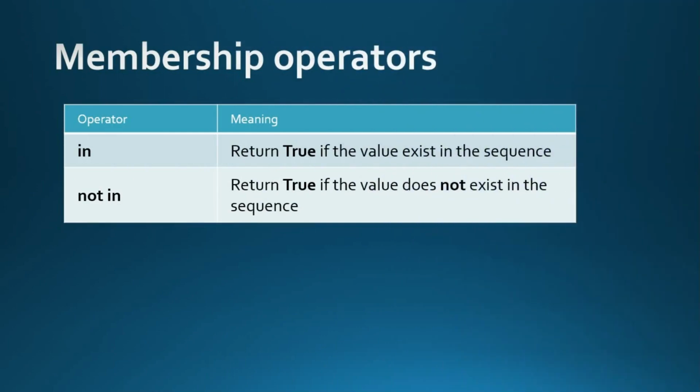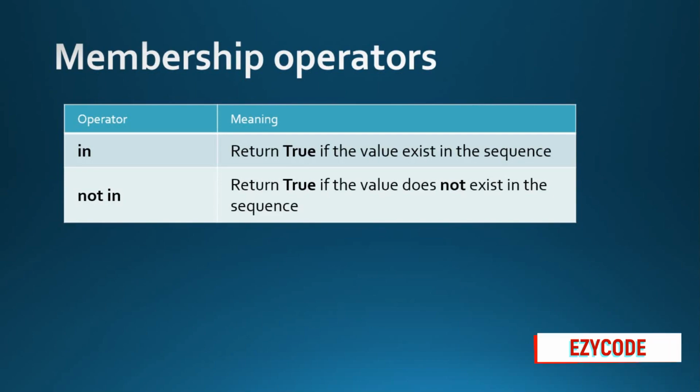Hello everyone, in this video we'll talk about the membership operator in Python. There are two types of membership operators available in Python. One is in and another one is not in. The in operator will return true if a particular value is present in a given sequence, and not in is the reverse of in, and it will return true if the value does not exist in the given sequence.